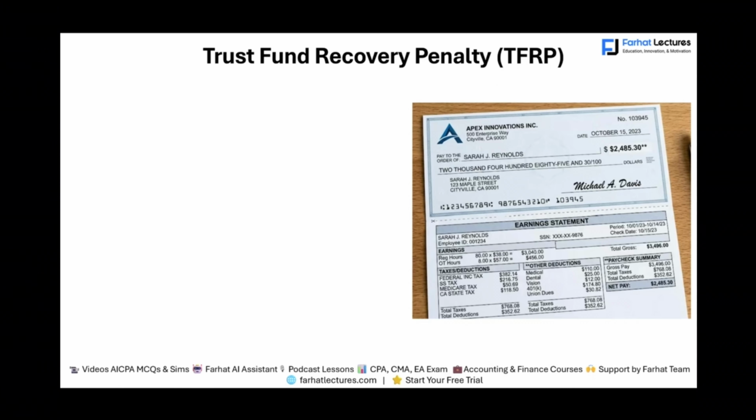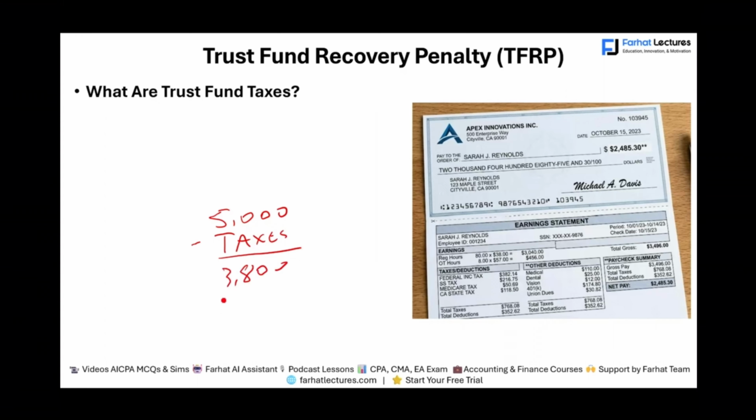So what are first the trust fund taxes? What's a trust fund? Well, when you get paid the net amount. What does that mean? It means from your paycheck. So if your gross pay is $5,000, certain taxes will be deducted from your paycheck and you might receive net $3,800.